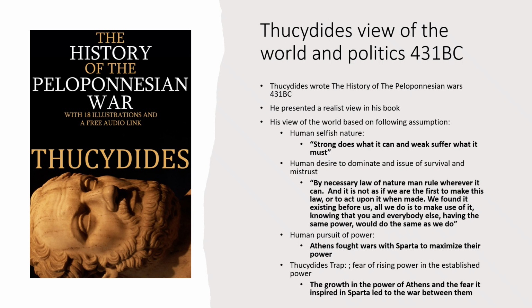Now, his view of the world was based on the following assumptions. First of all, he believed in human selfish nature. He said, the strong do what they can and the weak suffer what they must. Here, Thucydides is actually alluding to the very first assumption of realism, that is human selfish nature. The strong are selfish. The strong want power acquisition. The strong want power maximization. So the strong do what they can. The strong do not care about other people or the weak. The strong do what they can and the weak suffer what they must.